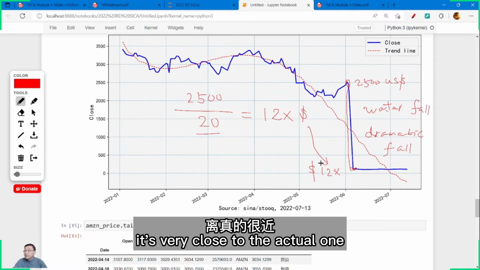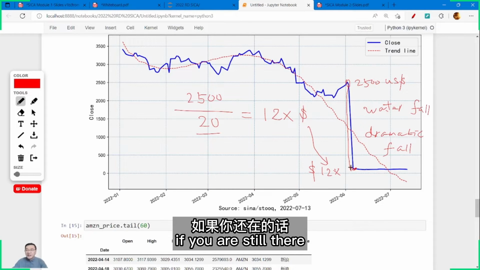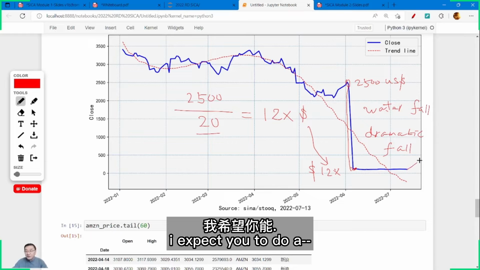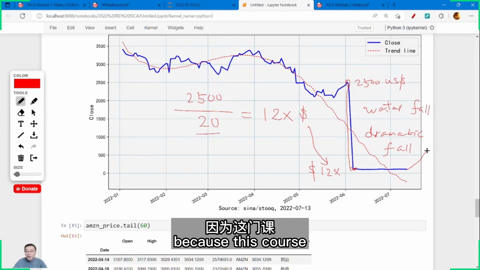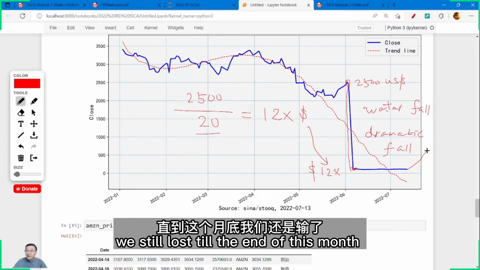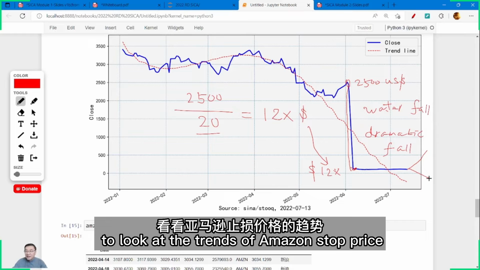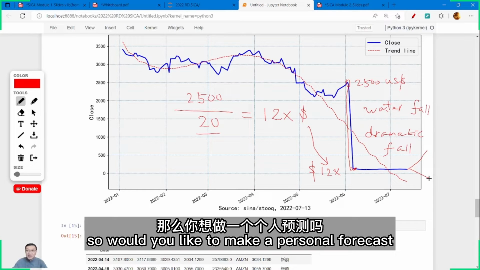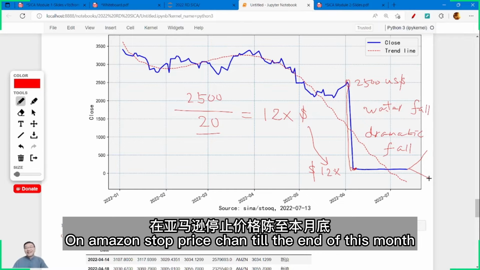Now, Baohan, if you are still there, I expect you to do a big forecast on the future trends of Amazon stock price, because this course will still last till the end of this month. So we still have opportunities to look at the trends of Amazon stock price. Would you like to make a personal forecast on Amazon stock price trend till the end of this month? Yeah, well, it's a challenge to you, okay?